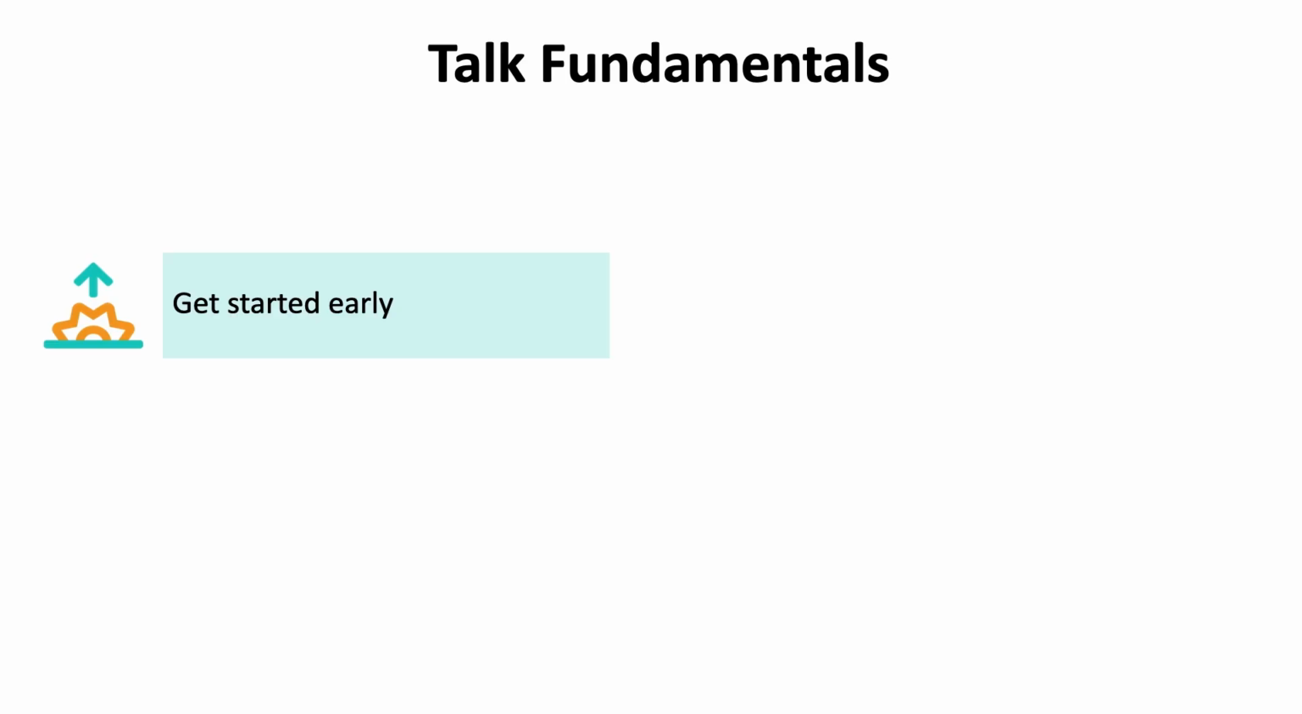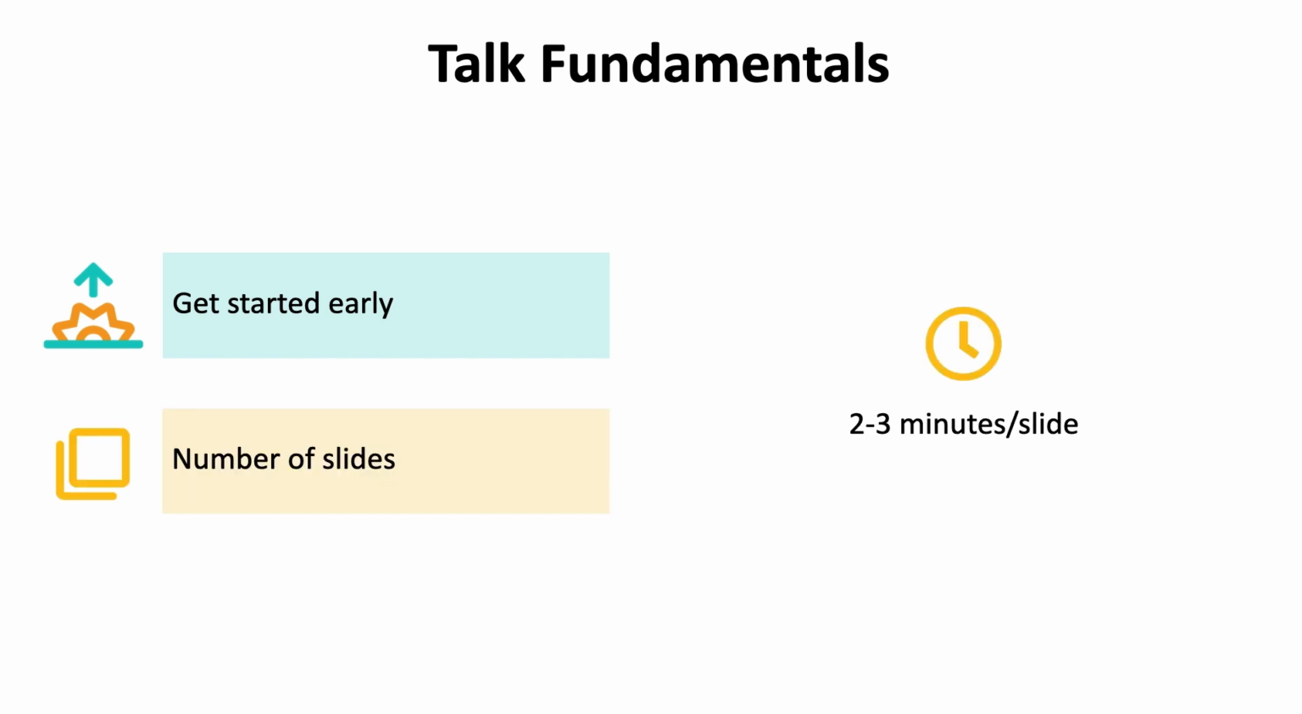Get started early. Preparing good presentations takes time. Leave plenty of time for others to review your slides. Typically, you should allow 2 to 3 minutes per slide. For a 20-minute talk, leave 5 minutes for questions and answers. Thus, about 5 to 8 slides for the remaining 15 minutes. This is not very many slides.